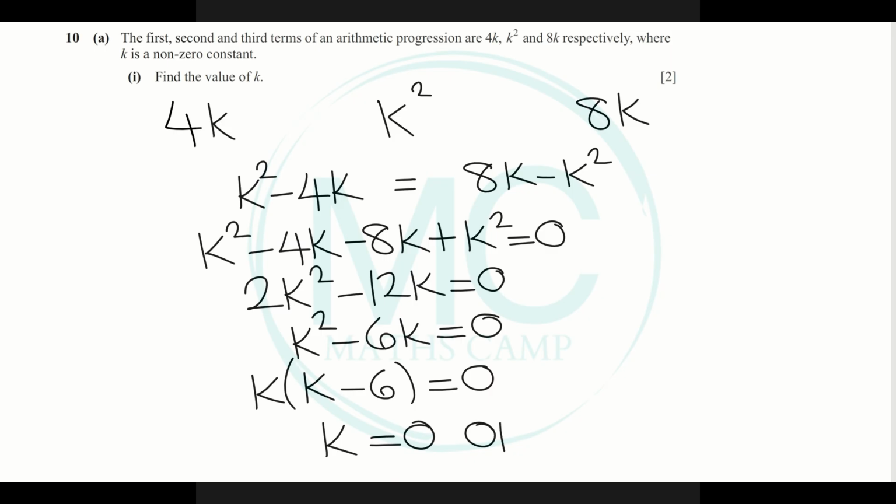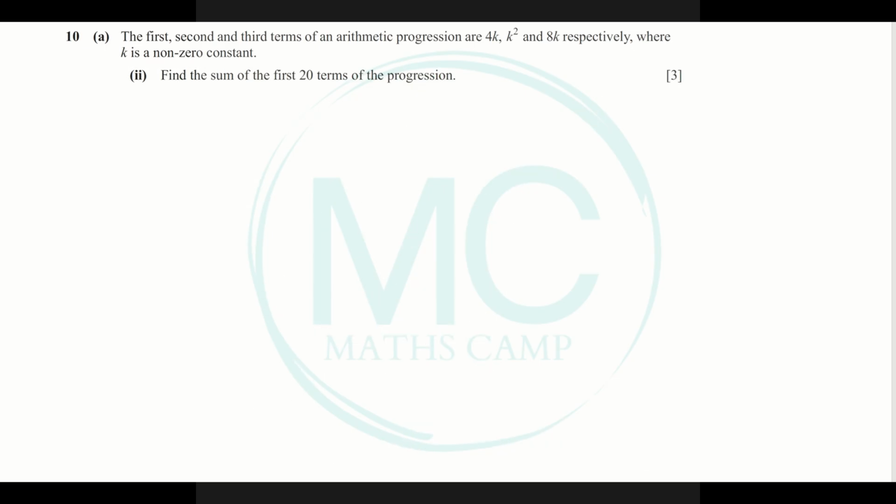or k is equal to 6. But the question tells us that k is a non-zero constant, which means k cannot equal 0 and k has to be equal to 6. Find the sum of the first 20 terms of the progression.